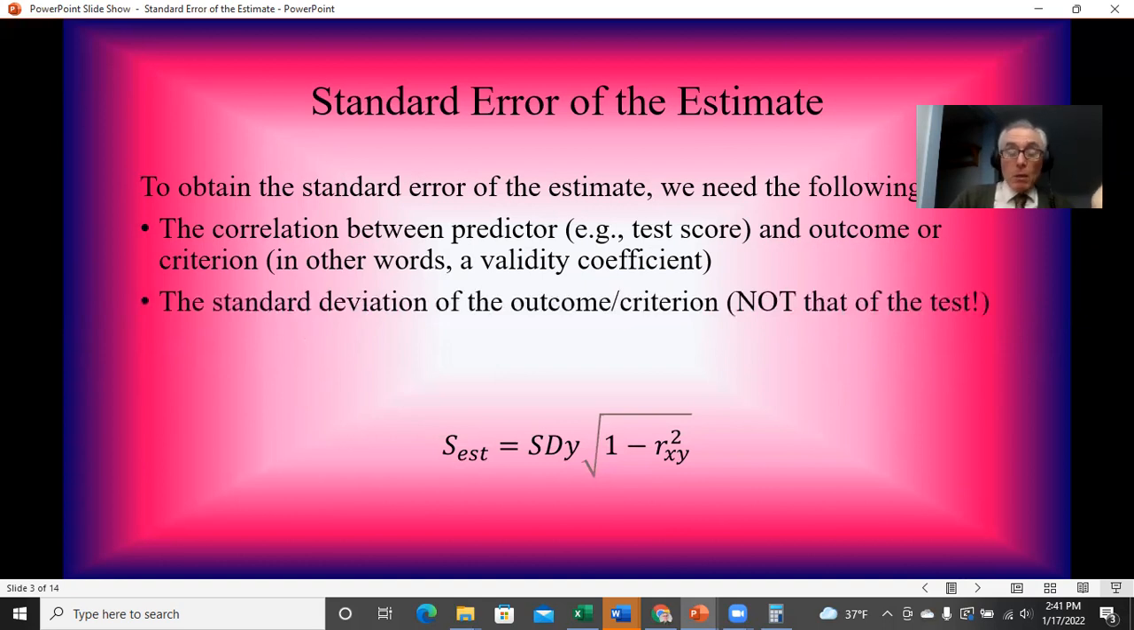Okay, the other thing we need is the standard deviation of the outcome, not of our test, but of whatever it is that we're trying to predict. Those are the only two pieces of information you need. And the equation for the standard error of the estimate, S sub EST, so I'm representing it here, is the standard deviation of the outcome, SD sub Y, times the square root of the quantity, 1 minus the squared correlation between predictor and outcome, between test and criterion.